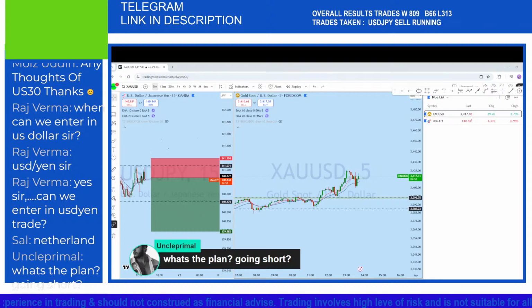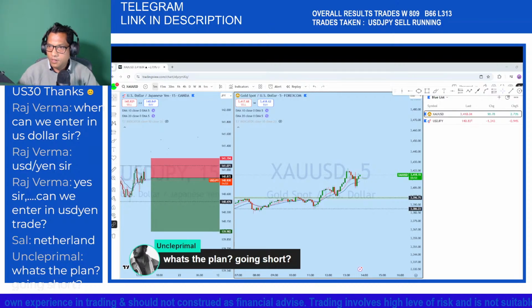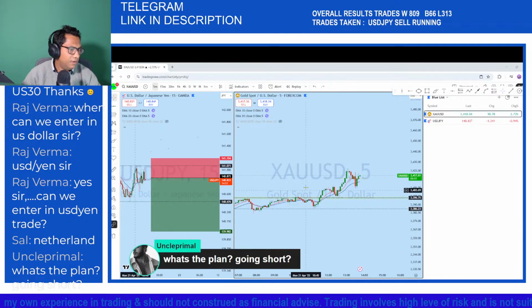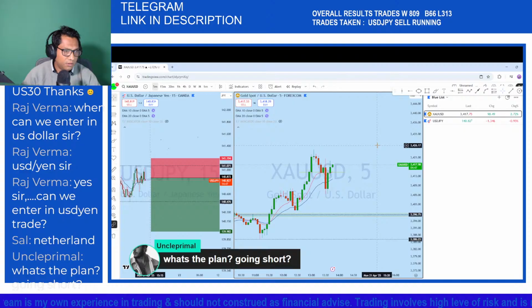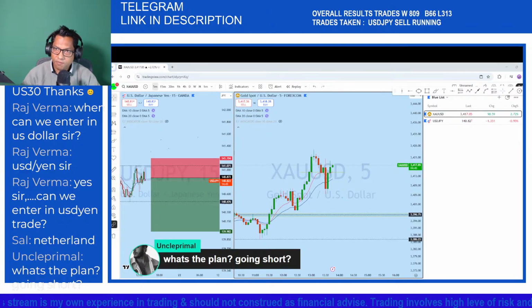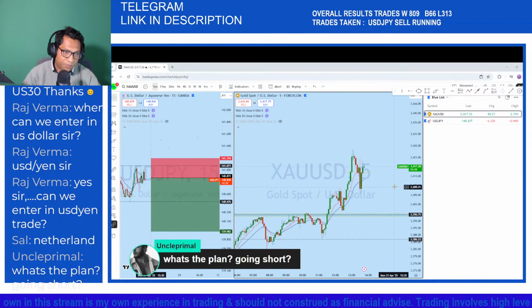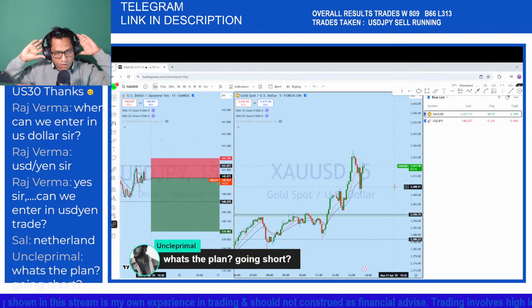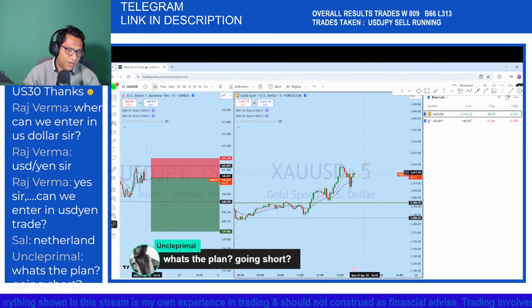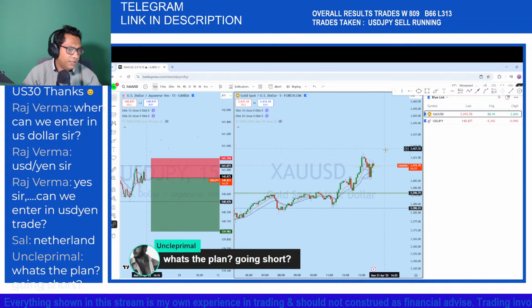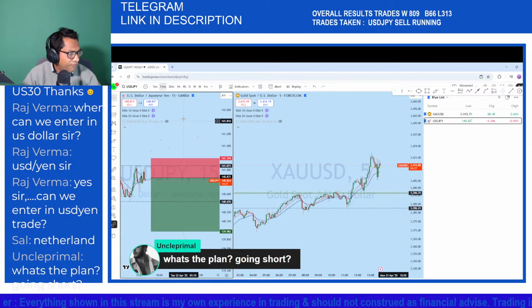Alright, so trading with the trend is the number one priority when we are looking for a high probability trade setup. As with the gold, you can see that it's in an uptrend, so we will only be looking for bullish trade opportunities in this market. And that's why we are short on dollar yen, for the same reason.